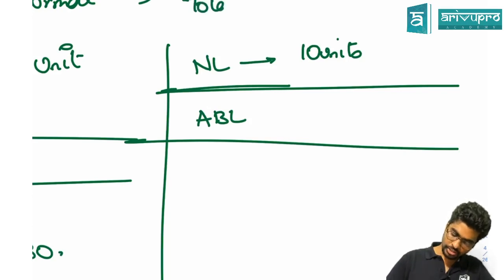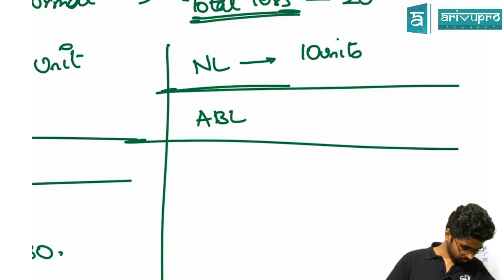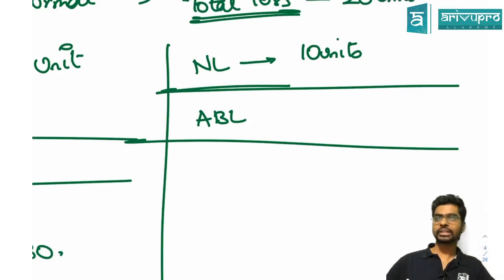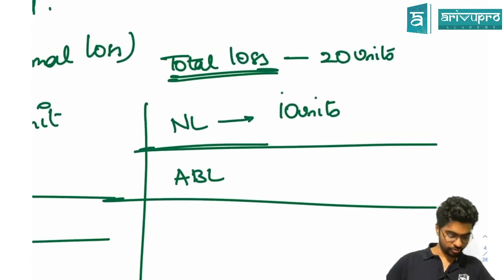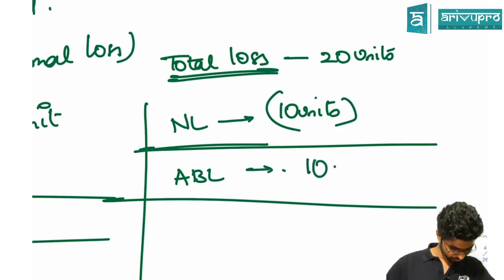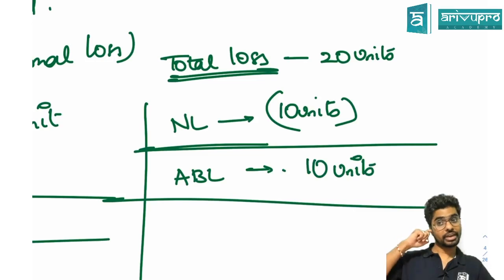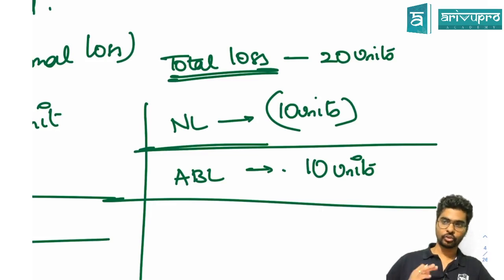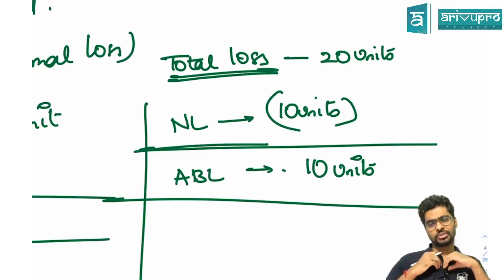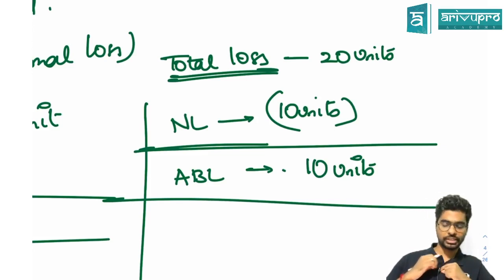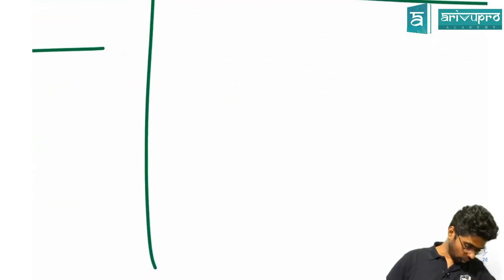What is my total loss? My total loss is 20 units, out of which normal loss is 10 units. Therefore, what becomes my abnormal loss? Everyone understood this part? Correct? Clear? No problem? Can we go further? Now see here. Let me go to my cost per unit formula.